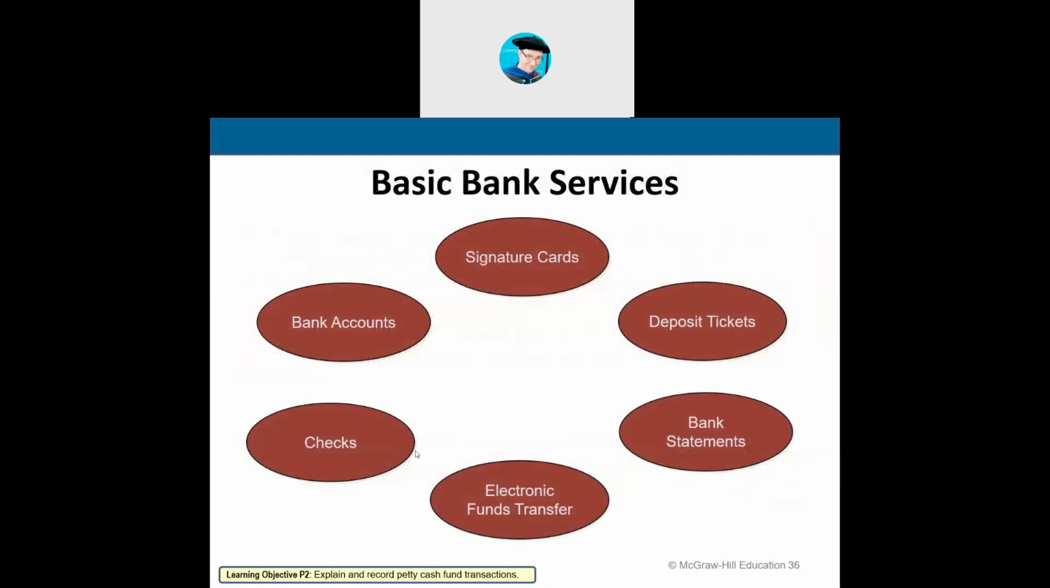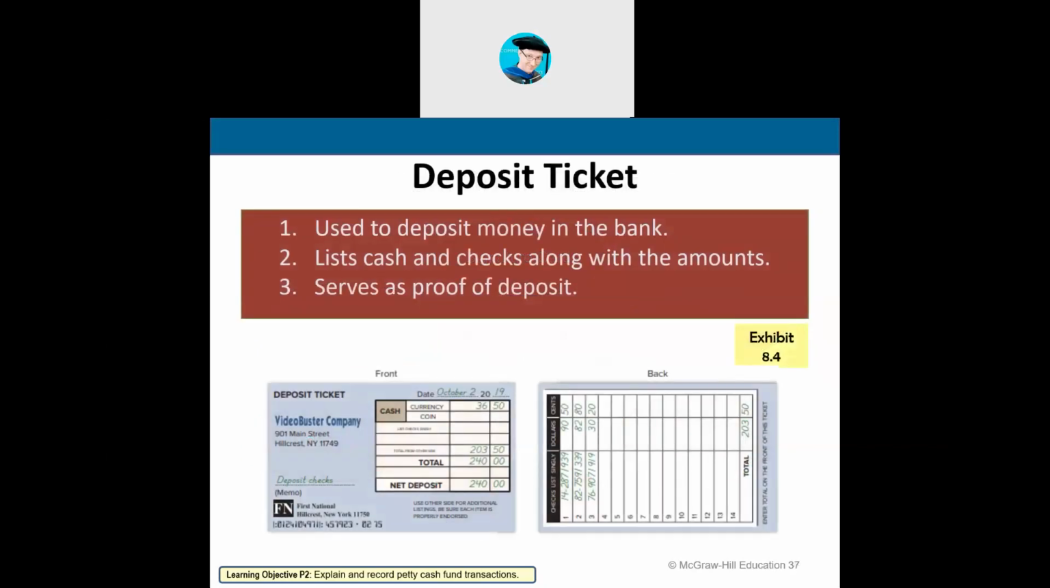What does the bank do for us? The bank, the JP Morgan Chase, the Citibank, the local credit union. Signature cards, deposit tickets, bank statements, electronic funds transfer, checks, bank accounts. All of these are services the bank provides to us, the business. Deposit tickets, we fill these out when we deposit cash into the bank, like a lockbox. A lockbox is another service they provide. The deposit ticket, I fill it out when I deposit cash into the bank. Looks like this, very similar.